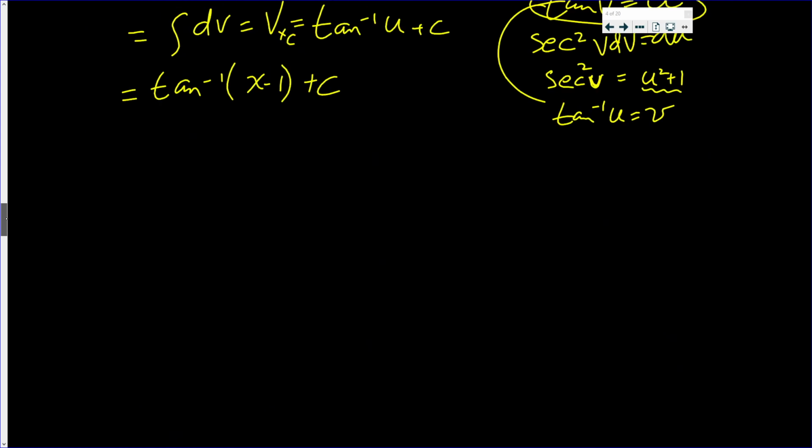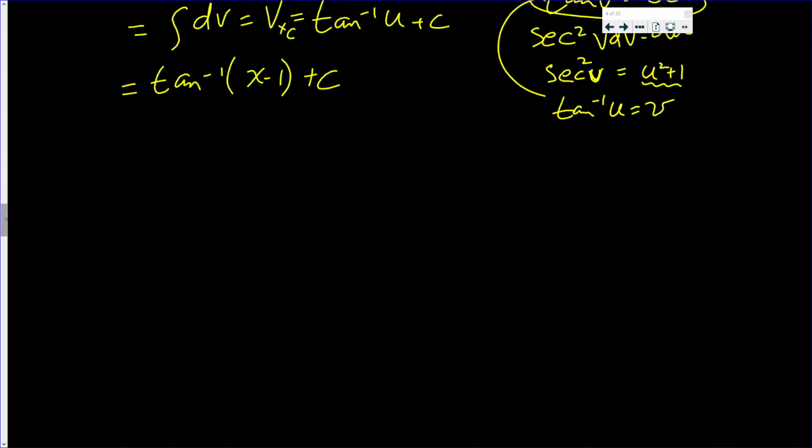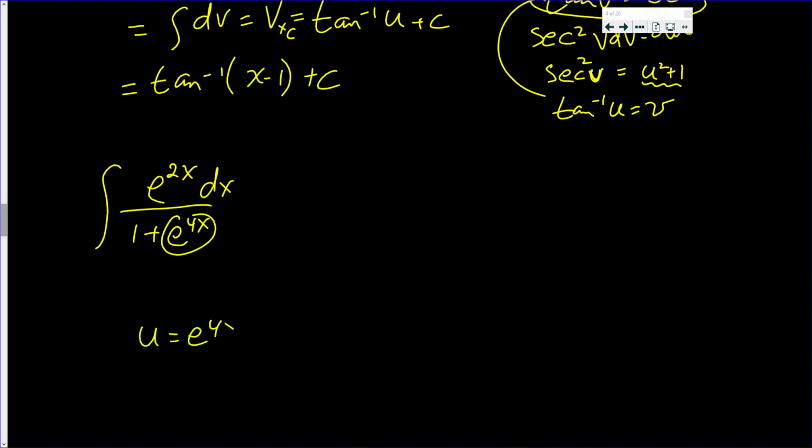What if you have this problem? Suppose you're asked to evaluate the integral of e to the 2x over 1 plus e to the 4x dx. Well, if you call 1 plus that u, the problem is du, whether you have the 1 or not, du is going to be e to the 4x times 4 dx. But you don't have e to the 4x. So that gives you a problem.